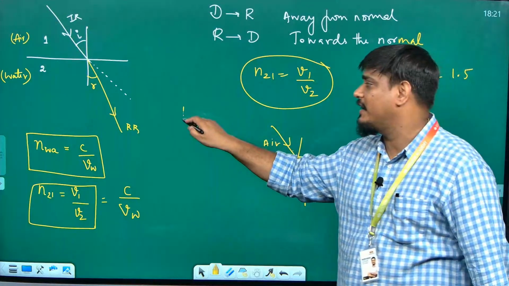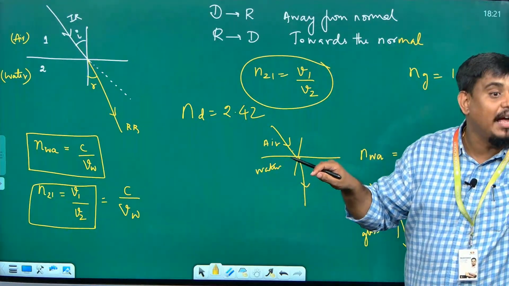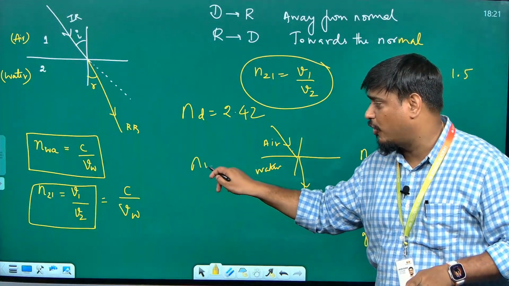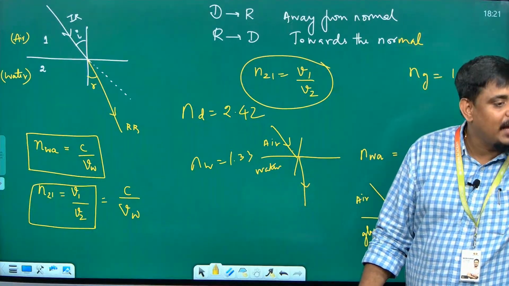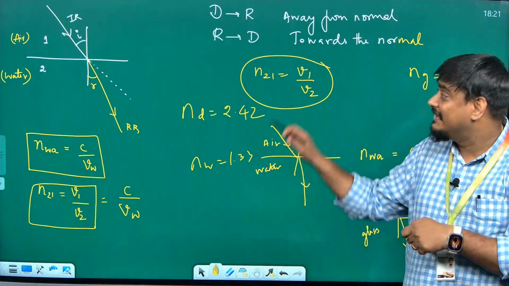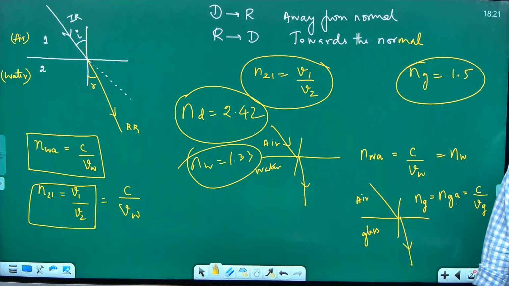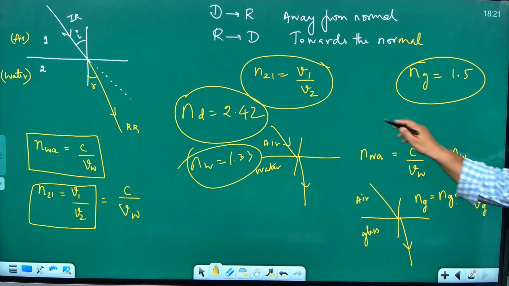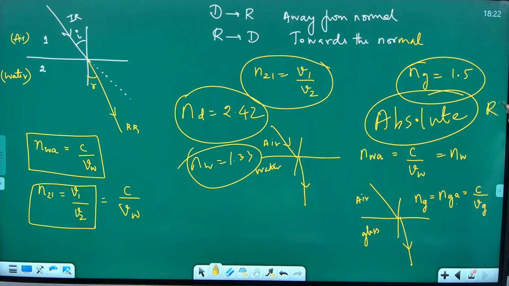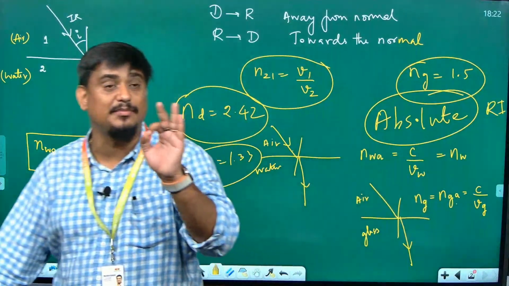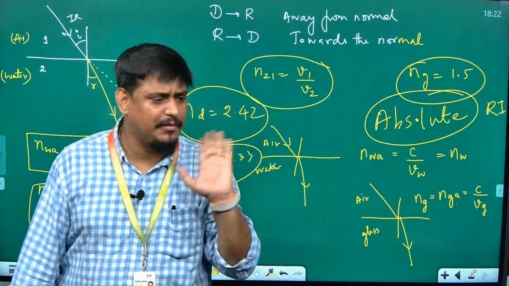If I write refractive index of diamond is 2.42, it means refractive index of diamond with respect to air. If I write refractive index of water is 1.33, what does it mean? Refractive index of water with respect to air is 1.33. This kind of refractive index, where they mention just a single medium, is called absolute refractive index. Absolute refractive index means the first medium is air and the second medium can be any medium.